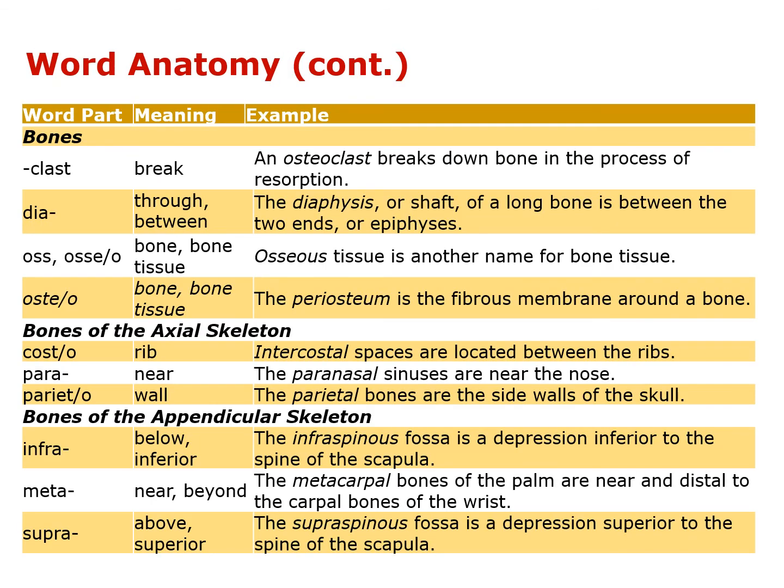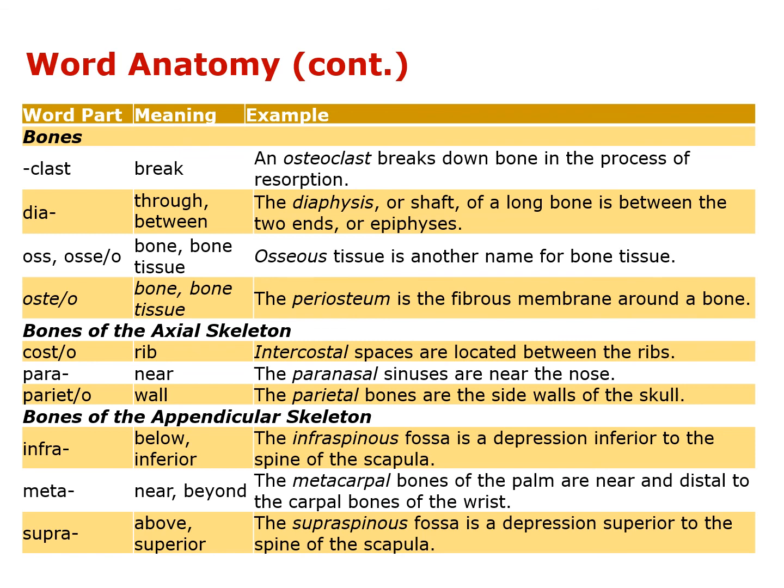All right, so here are some word parts that we came across in this chapter. Clast means to break. Osteoclast breaks down bone in the process of resorption. Dia means through or between, so a diaphysis or shaft of a long bone is between the 2 ends. Os or osseo is osseous for bone tissue. Osteo also means bone. Periosteum is around the bone.